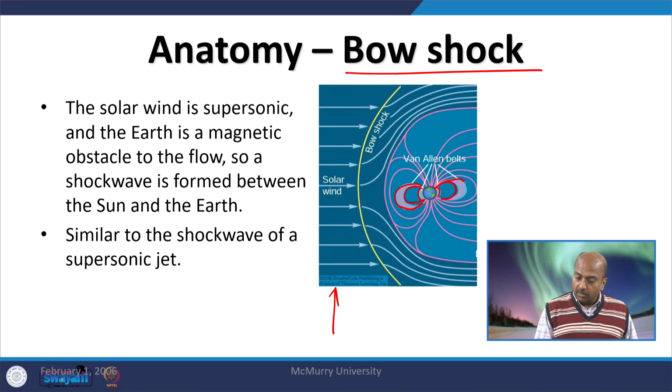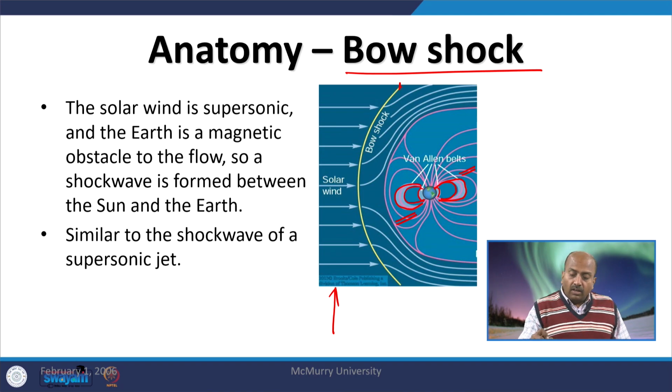Radiation belts are basically because of the reflection of charged particles between the poles. Then you see the magnetic field lines compressed along the day side, and they are elongated on the night side. This bubble is called the magnetosphere. Apart from that, you see a yellow line, which is basically the bow shock.